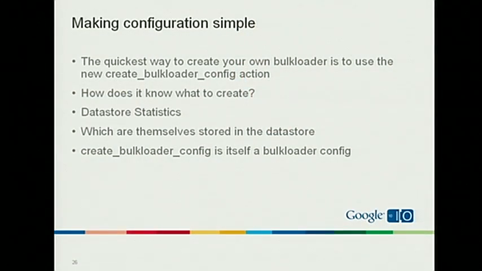So the data store statistics are a feature that's been in App Engine for a while. You've probably seen them in your admin console. It says, here's how much data you have of this kind. Here's how much data you have of this property, this type of property. The data store statistics are actually themselves stored in your data store. So if you're interested in seeing a slightly more complex bulk loader configuration, you can actually look at how the bulk loader creates the bulk loader configuration. If you don't care, you can just use it. Don't worry about it. But basically, create bulk loader config itself actually uses the bulk loader to download your data.